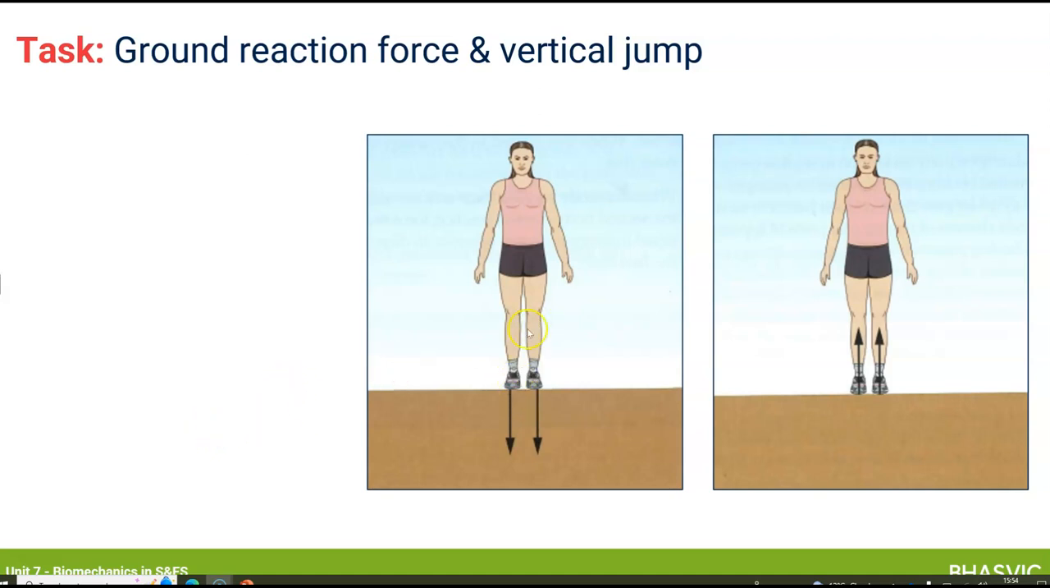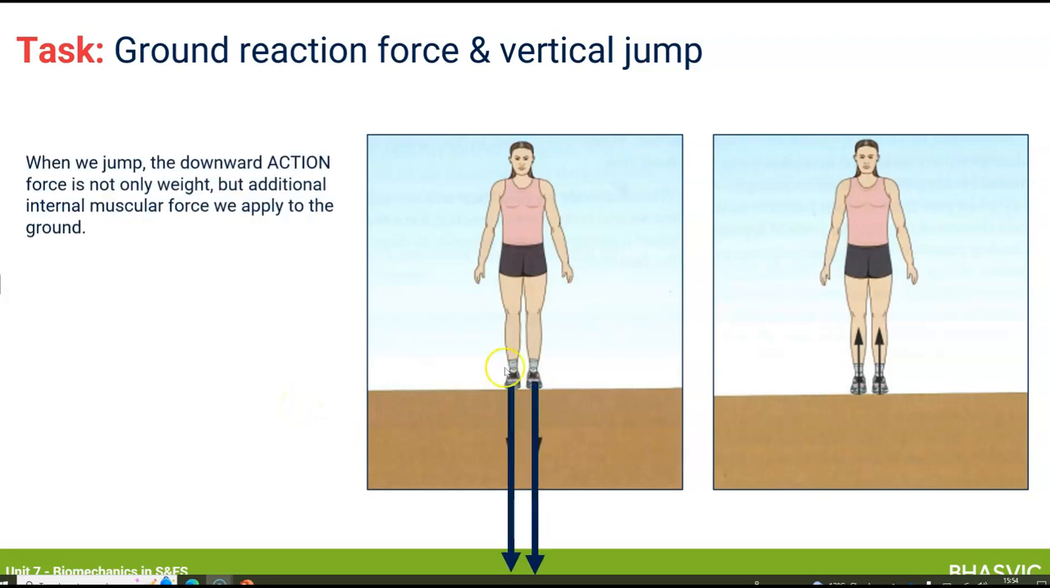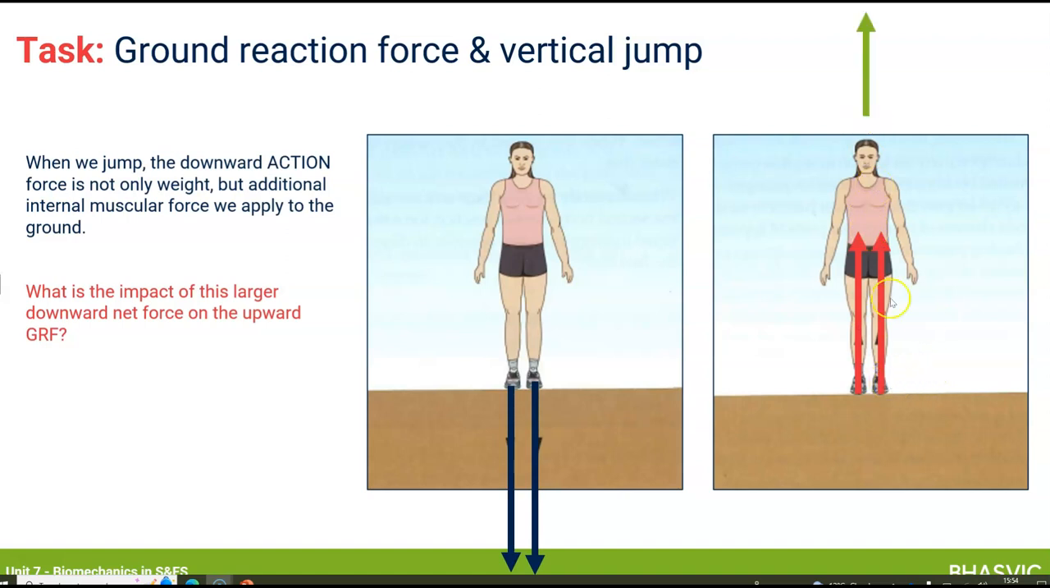So firstly, we don't just stand there. What we do is we bend our knees, almost like a squat, and we push down on the ground. So not only have we got our weight acting downwards, we've got additional muscular force acting downwards as well. That creates a greater downward force, which means that in reaction to it, there will be an equal and opposite, and therefore larger, ground reaction force acting back on the athlete. And ultimately, the athlete would take off. I can't show it on this diagram, but the athlete would take off.